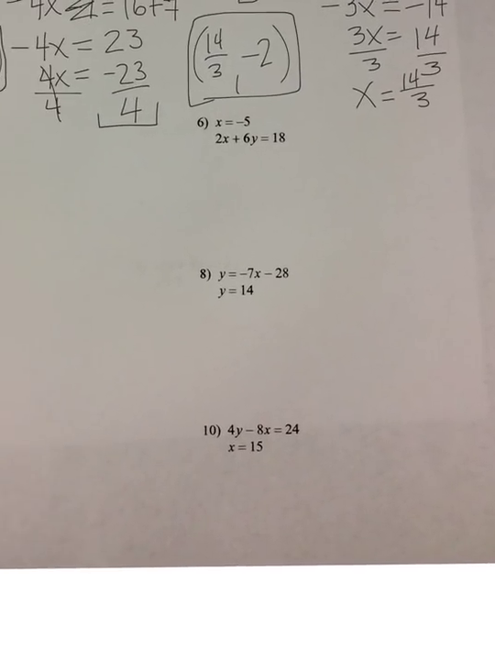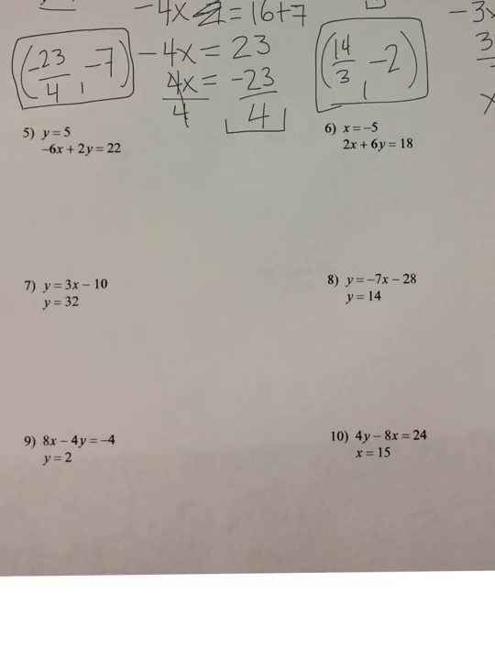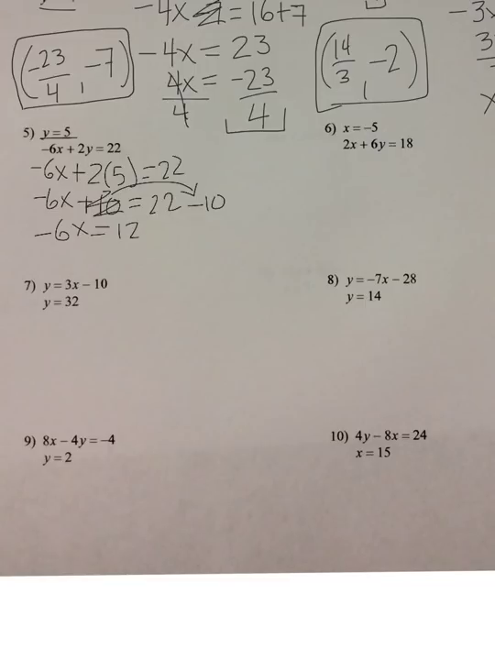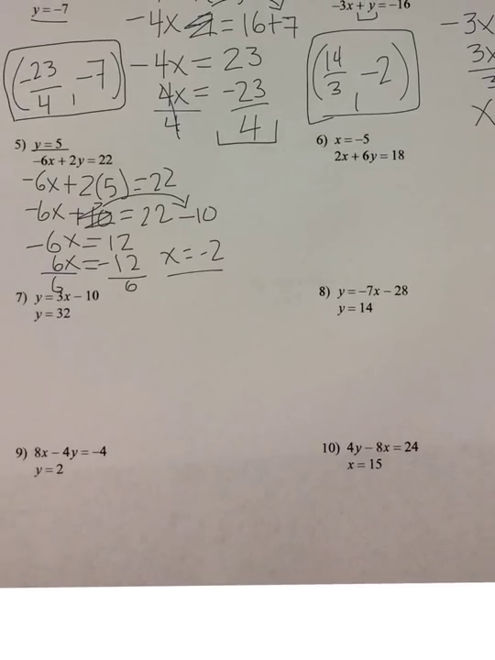Okay, let's do this one. Now they're going to keep getting progressively harder. Here, y equals 5, right there. So I'm going to substitute -6x plus 2. Instead of y, I'm going to write 5 equals 22. I simplify. -6x plus 2 times 5 is 10 equals 22. And I move that this way, and that becomes -10. That's -6x equals 12. Change the signs, and then divide by 6. X equals -2. Again, that's not my final answer. My final answer is going to be the -2 and the 5.